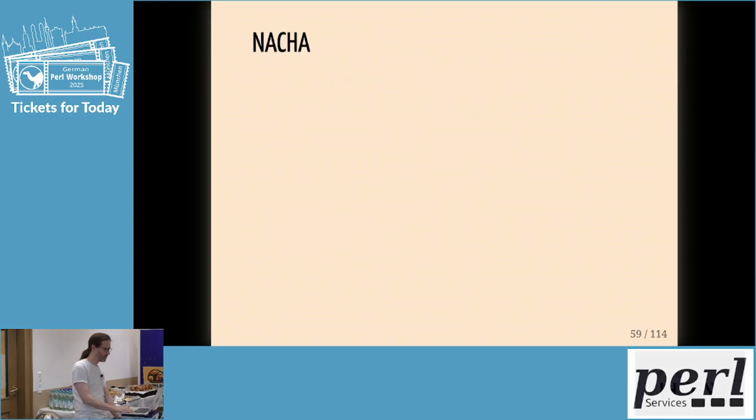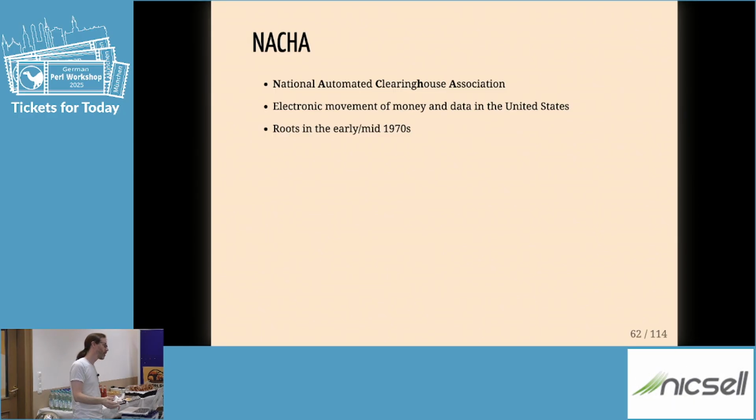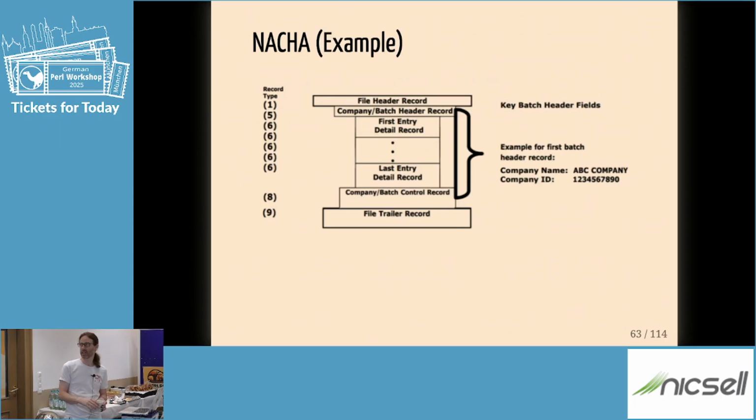Then we get onto the other side of the pond. NACHA, the National Automated Clearing House Association, which handles the electronic movement of money in the US, North America. Again, it roots to the early to mid-70s. They write the standards, offer accreditation, and run a lot of the infrastructure. And an example of that, well, I'm not going to show you text again. I'm just going to give you the picture from the spec.